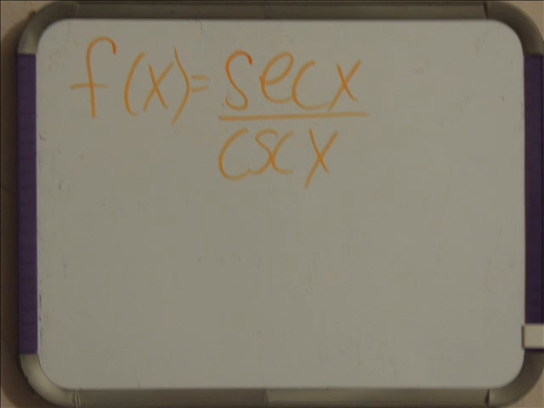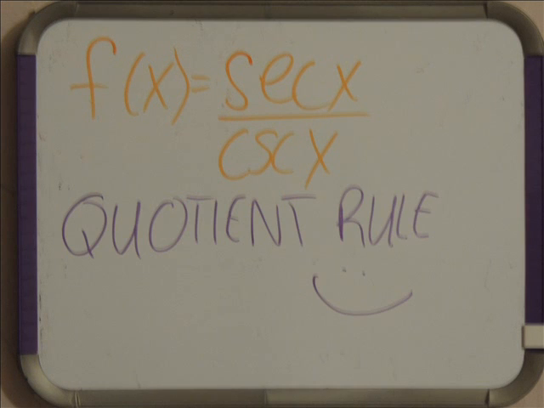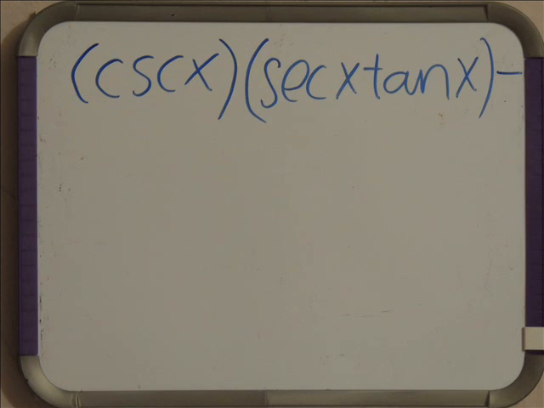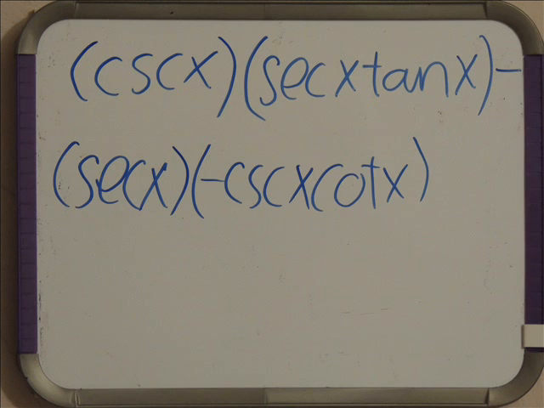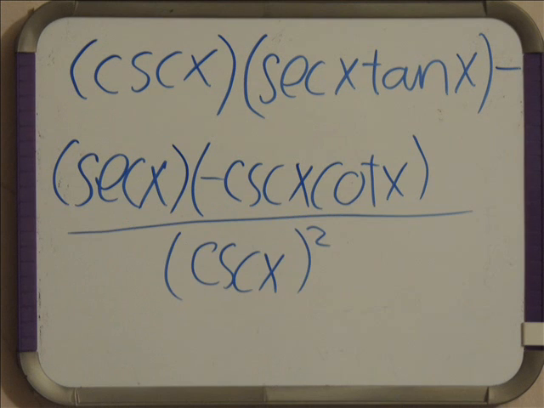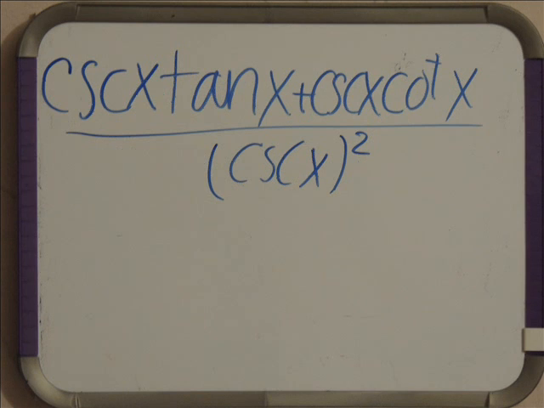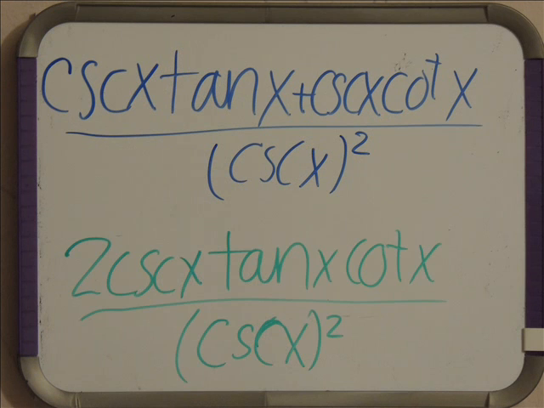Another example. Secant of x over cosecant of x. We use the quotient rule. g times the derivative of f minus f times the derivative of g, over g squared. We simplify, and we simplify again to obtain this.